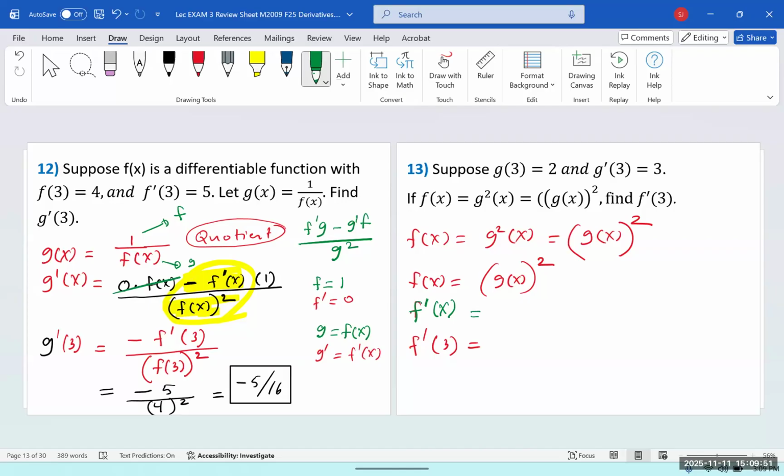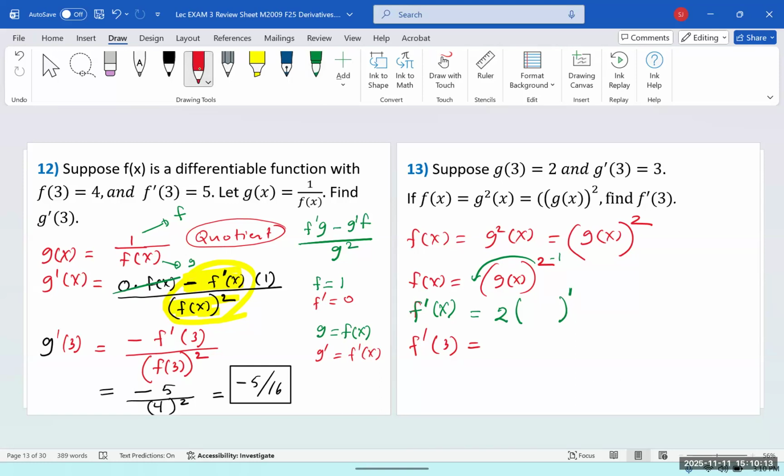You don't change the inside. So first you apply the power rule. If you apply the power rule, what's the derivative you get? 2 comes down, and then 2 minus 1, which is 1. That's the outer function. You got it.